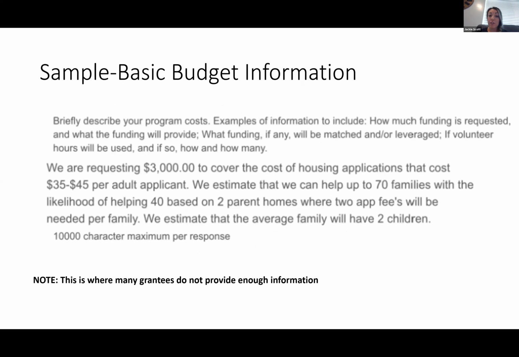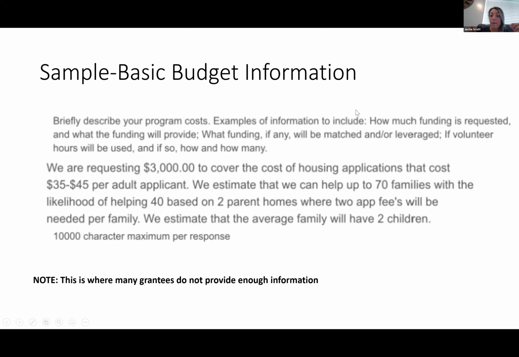So then their sample budget information. This is really basic. They're requesting $3,000 to cover the cost of housing applications. They give the cost per adult, $35 to $45 per applicant. They estimate that they can help up to 70 families, and they're estimating that each family will have 2 children.